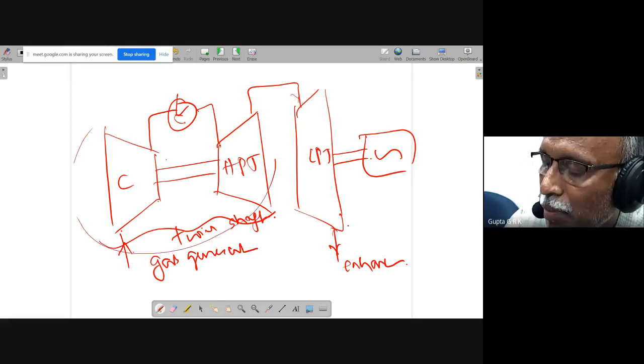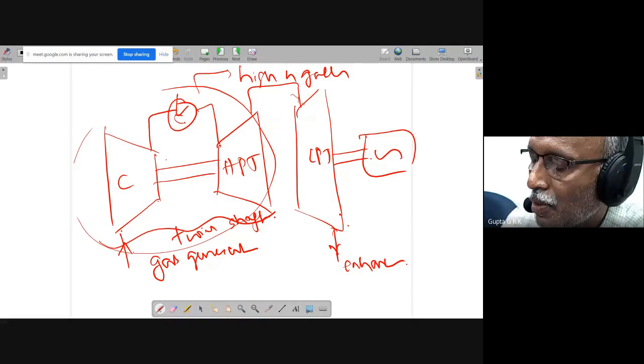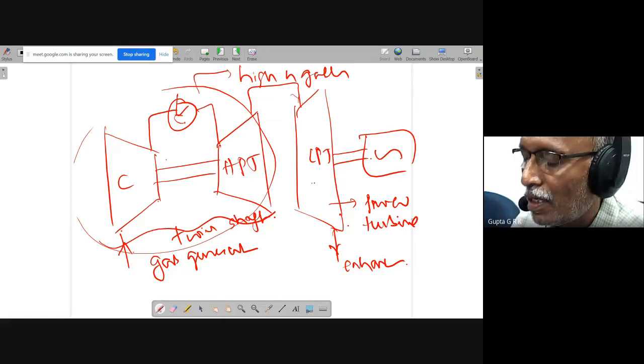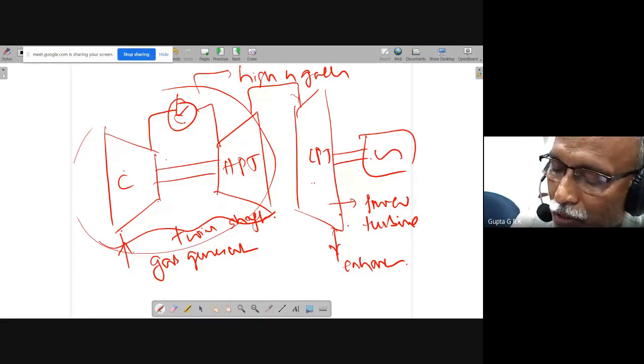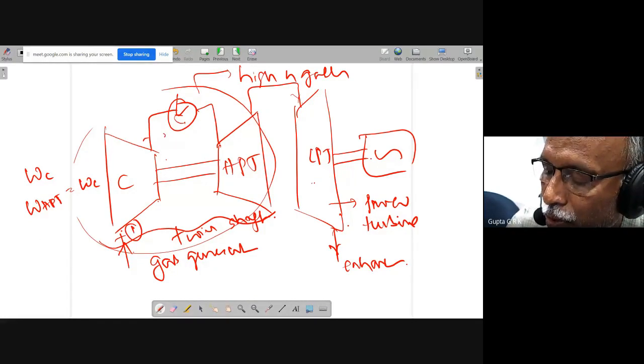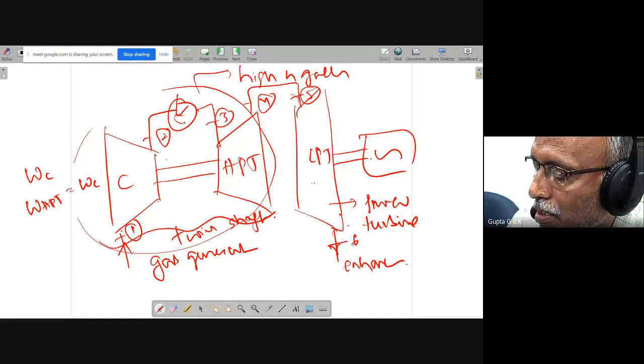because this is not producing any power. It produces high enthalpy gases. That's why it is called a gas generator. These gases go to the LP turbine and produce the power. And because this is producing the power, we call it the power turbine. Okay, this is the way it is. So when you solve the problem, we have to find out WC, and the HP turbine work is equal to WC. Suppose this is 1, this is 2, this is 3, this is 4, this is 5, and this is 6.